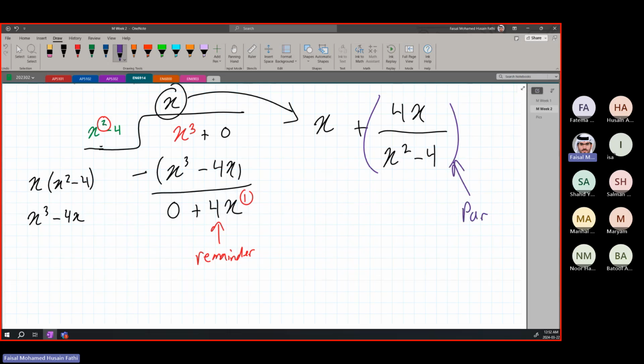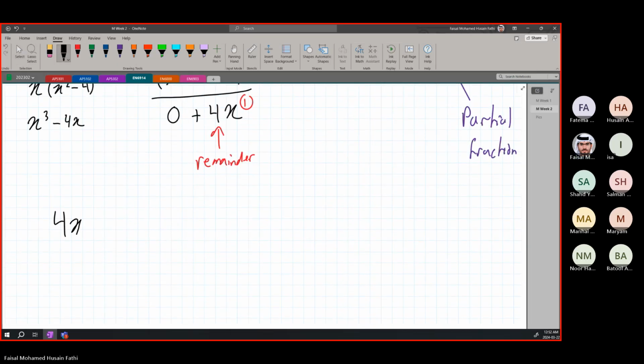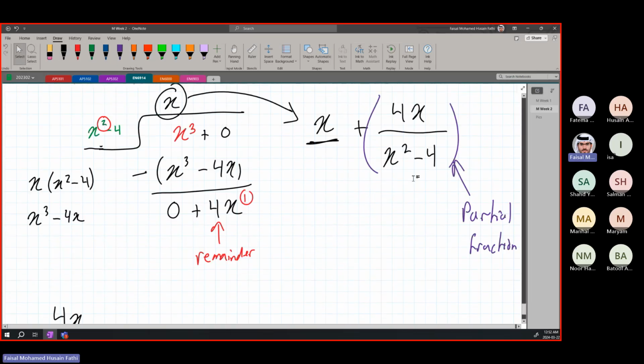We're going to have to do partial fractions. Again, we're going to be doing the same method that we did earlier. So the x part we're not going to look at for now. We know it's a part of the solution. We're just going to look at the 4x over x squared minus 4.